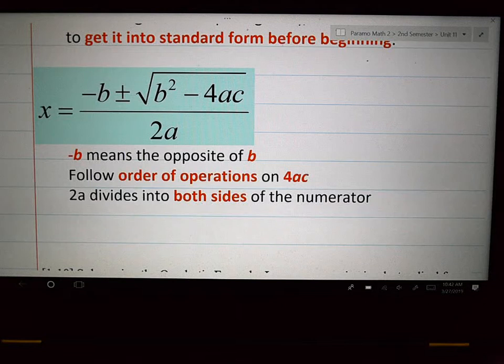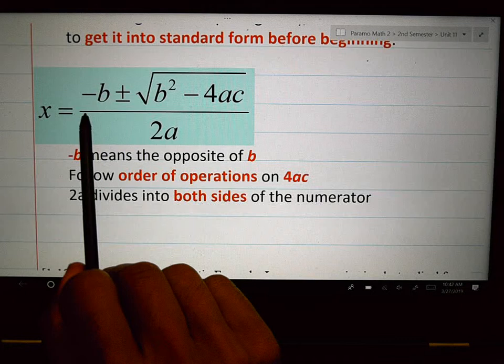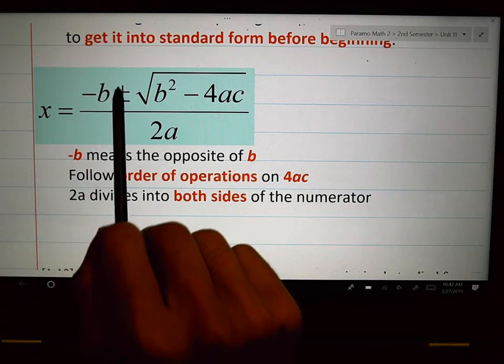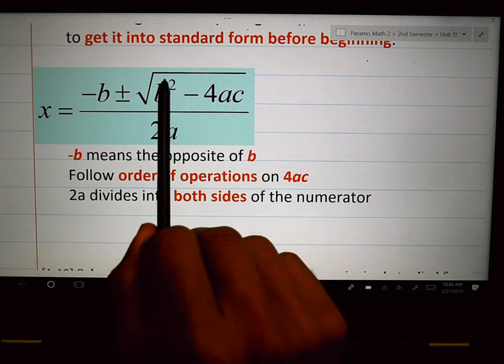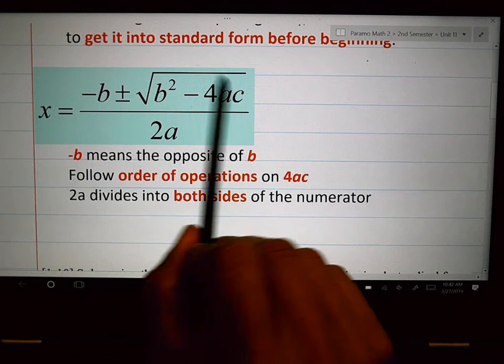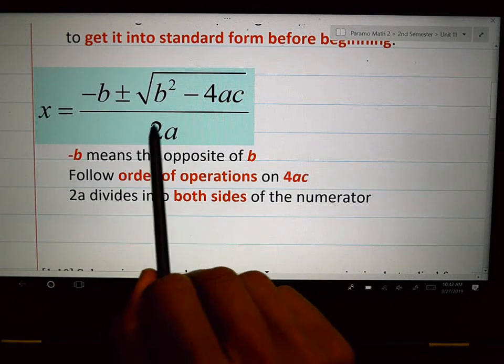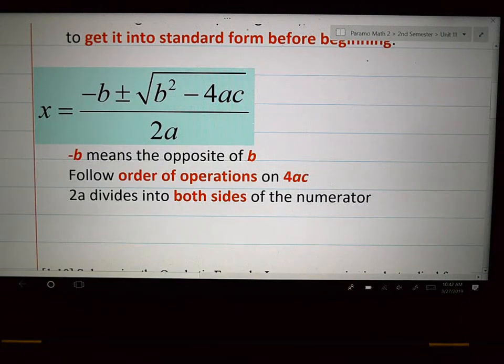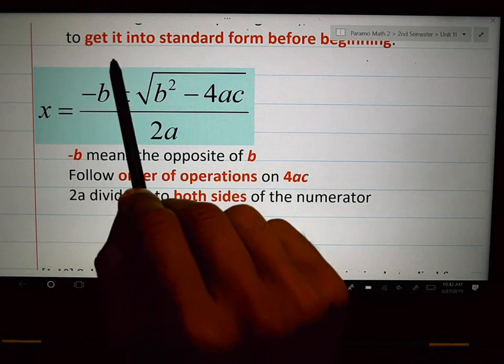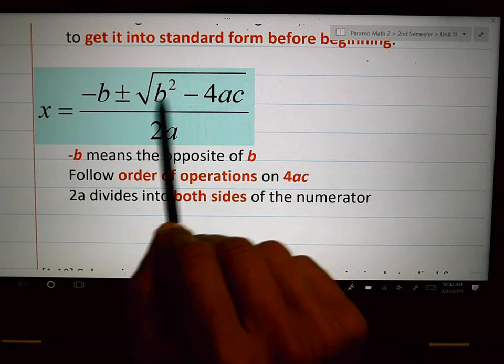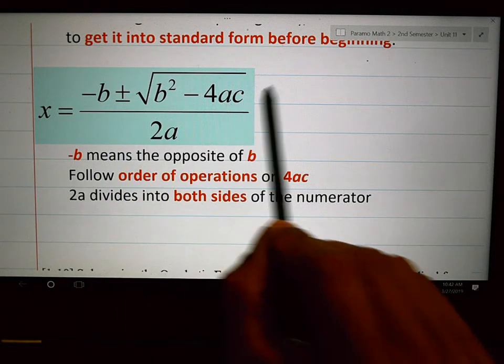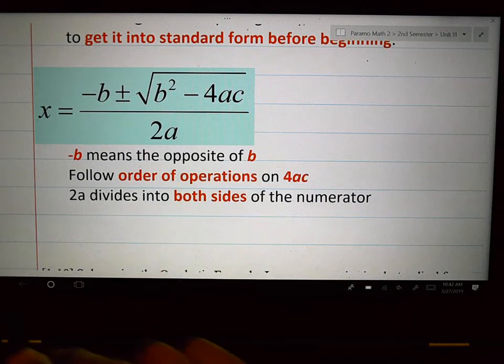Another way is some teachers down the hall use Pop Goes the Weasel. If you don't remember Pop Goes the Weasel, it sounds like this tune. Negative b plus or minus radical b squared minus 4ac all over 2a. Negative b plus or minus radical b squared minus 4ac all over 2a.